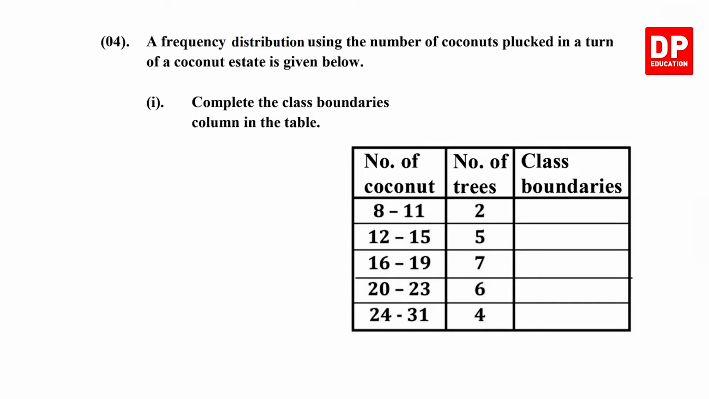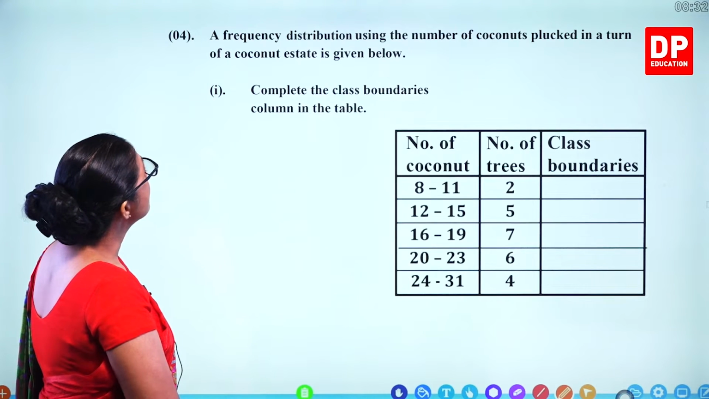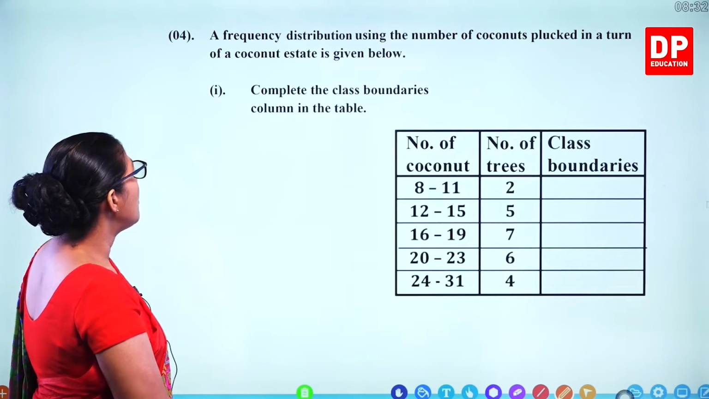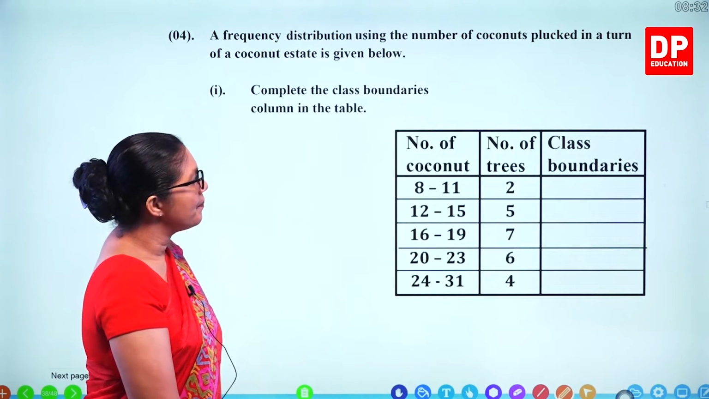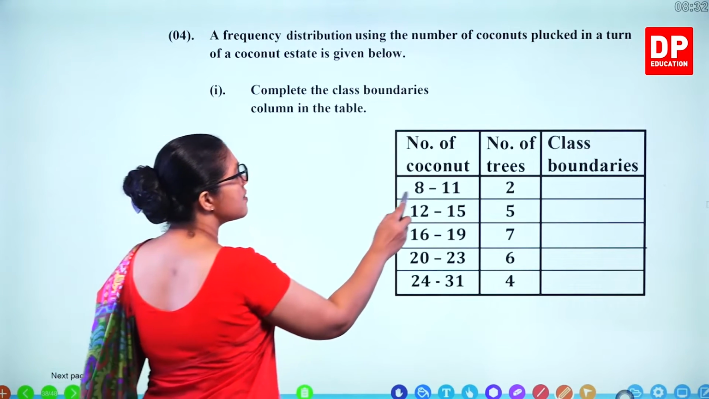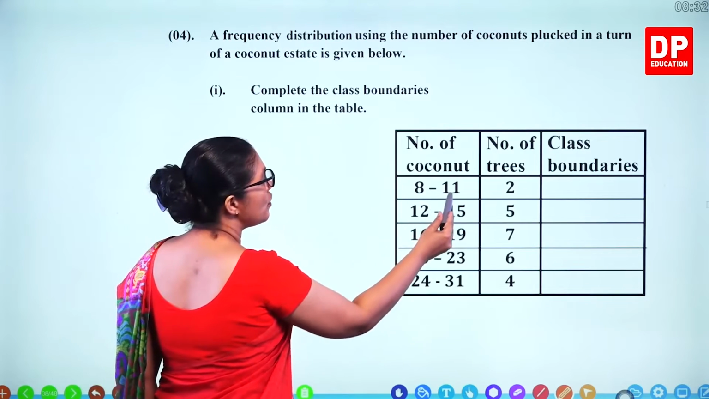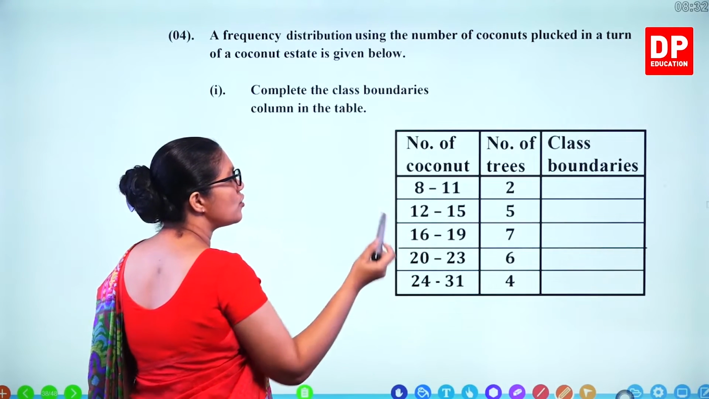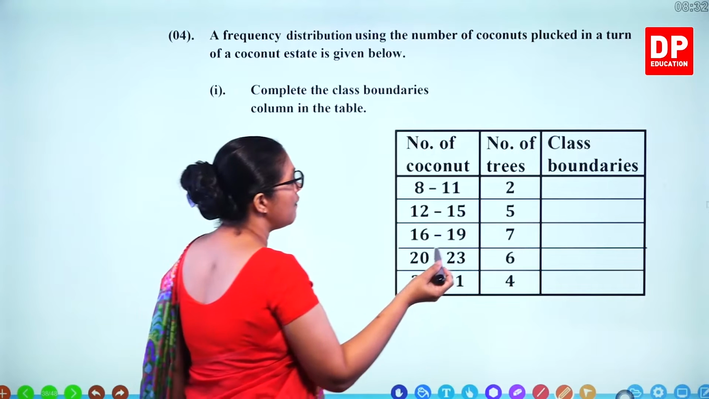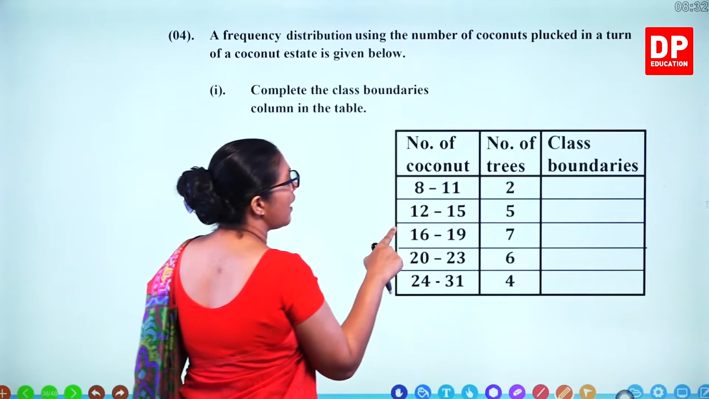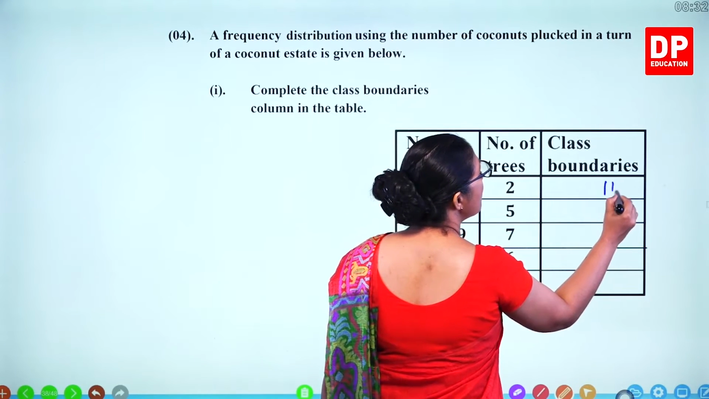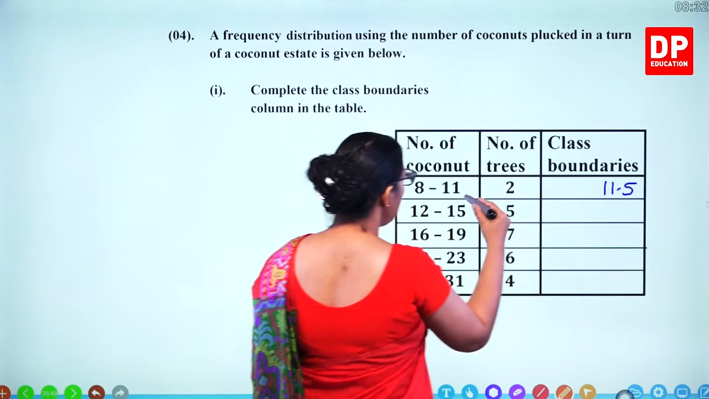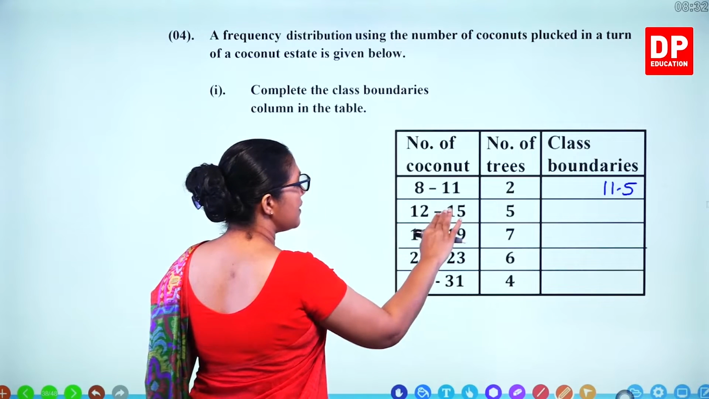A frequency distribution using the number of coconuts plucked in a turn of a coconut estate is given below. Complete the class boundaries column in the table. So these are class limits. How do you find the boundaries? You add 11 and 12 and divide by 2. 11 plus 12 is 23. Divide by 2, you get 11.5. Here also, you always add and divide by 2.